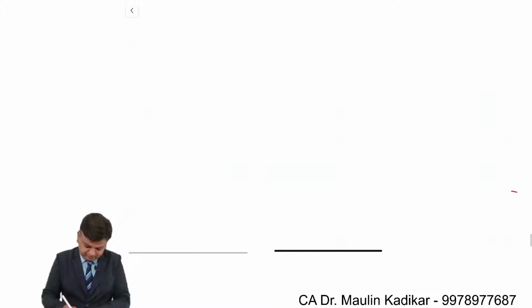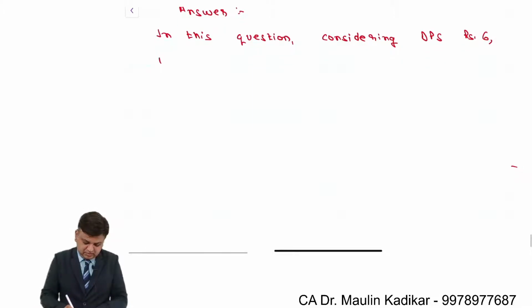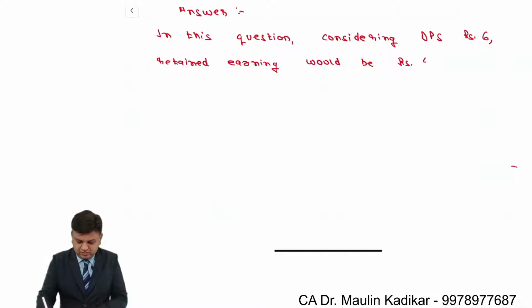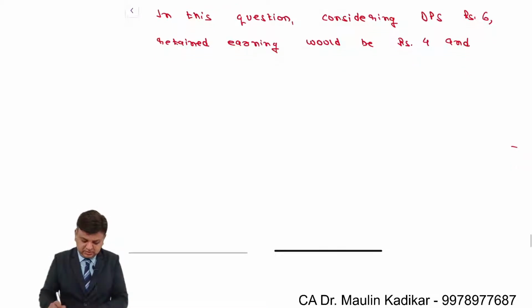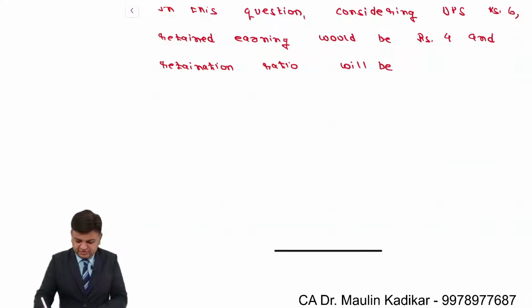Please write an answer. In that write down: In this question, considering dividend per share rupees 6, retained earning would be rupees 4 and retention ratio will be 40%.